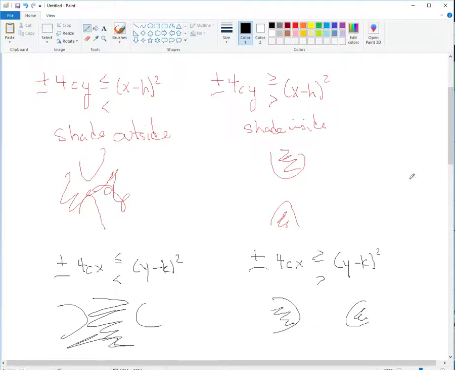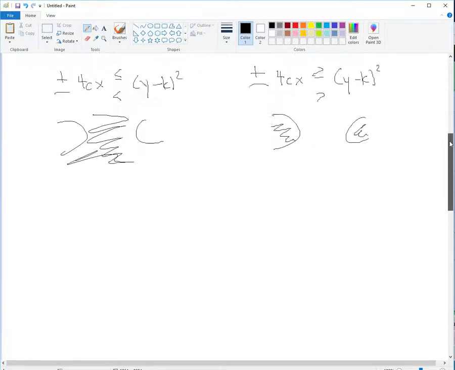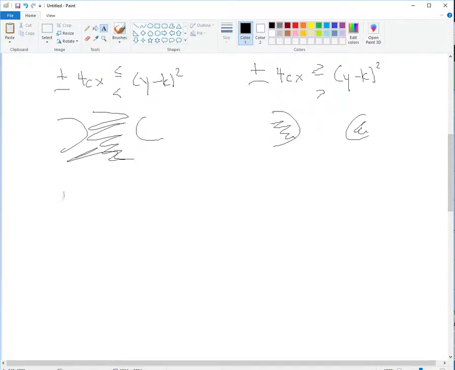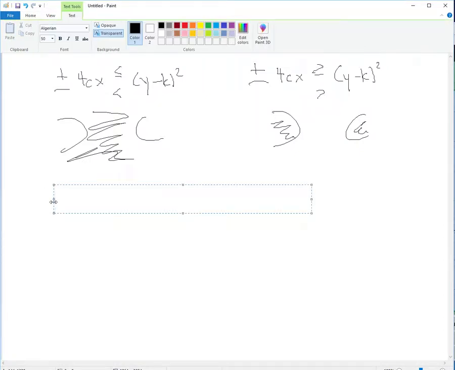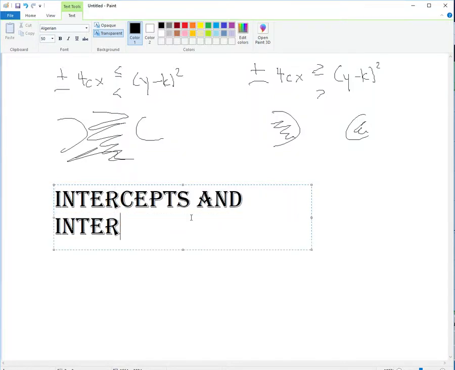Okay, so that was quick and short. So the second part of today's lesson is going to be intercepts. So we have our x-intercept, y-intercept, and also two lines that intersect each other, right? Intercepts and intersections, I suppose, and intersection points.